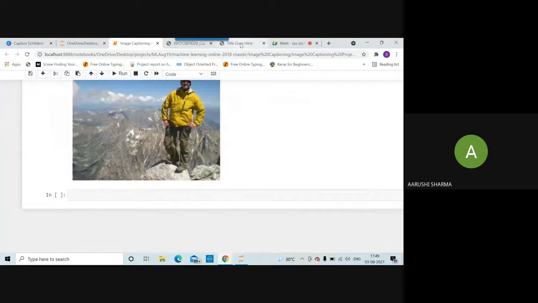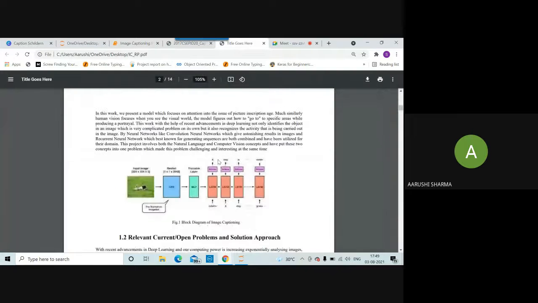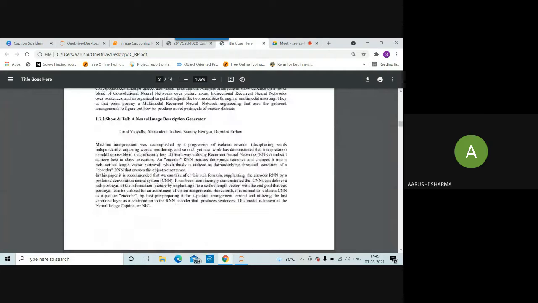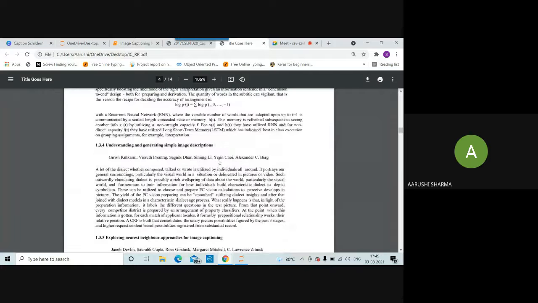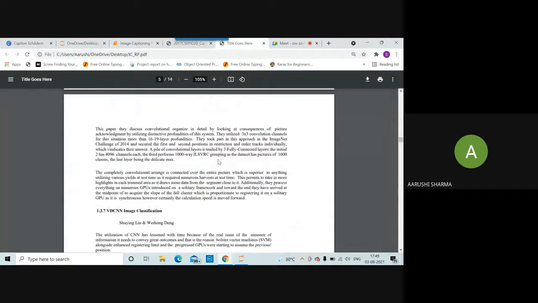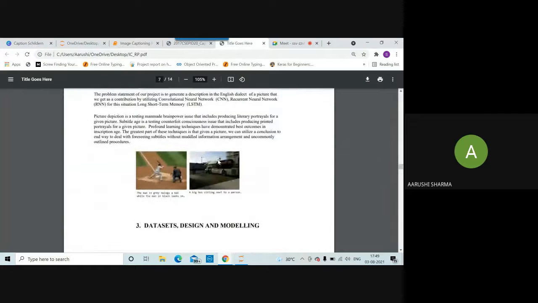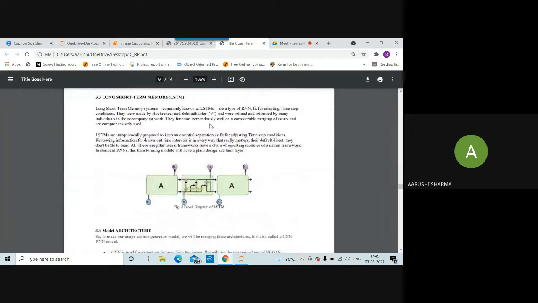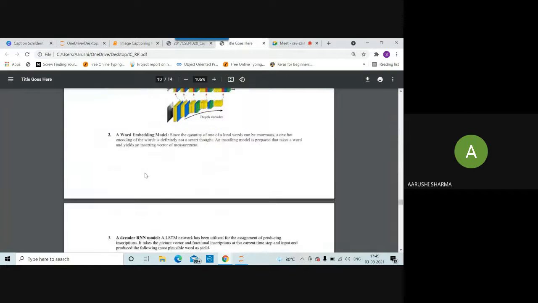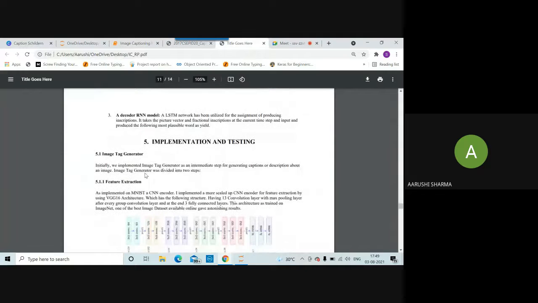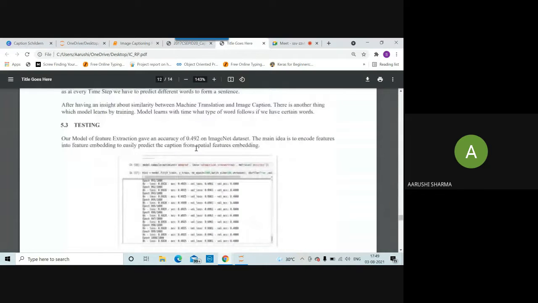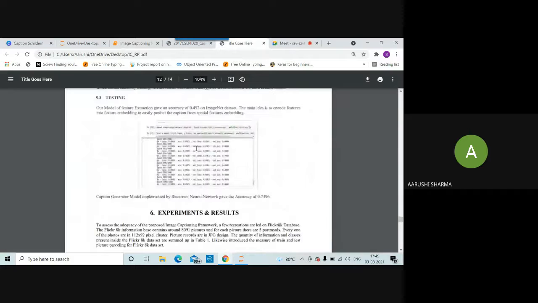We have also written a research paper for our project, where we have included the introduction part, the open problem and solution approach for the project, and an integrated summary of the literature that we have studied. Here are 9 research papers that we have studied, and we have summarized them in this section. After that, the proposed work, what we are going to do, the data sets and design and modeling that we are using in our project, and the proposed algorithm which we have proposed to complete the project. Then the implementation and the testing part, how we are implementing and how we have done the testing. We have included a screenshot as well for the testing part. Then the experiment and the result.